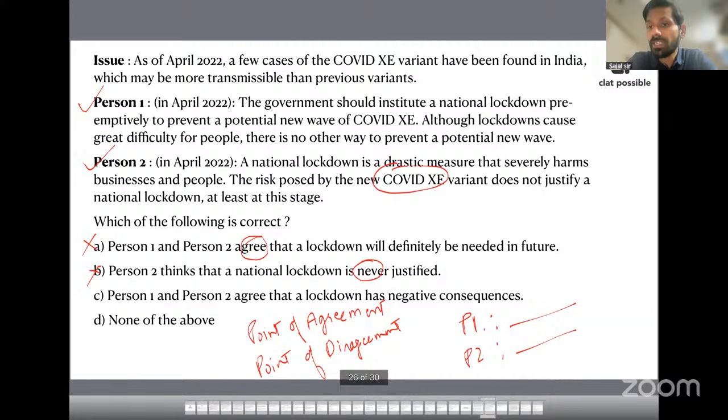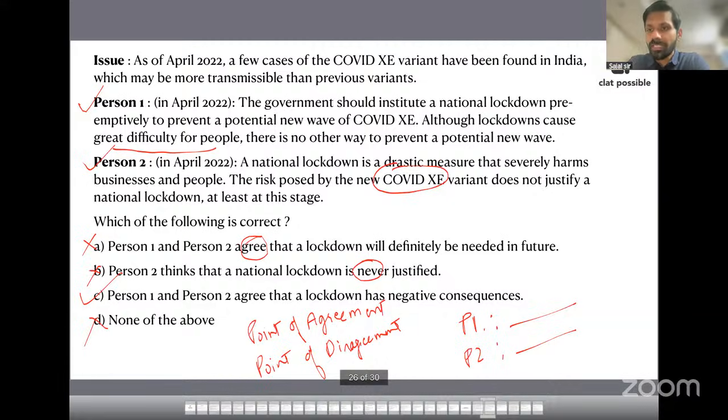Person one and two agree that a lockdown has negative consequences. And this is the part they agree on, by the way. Person one also admitted that it causes great difficulty for people, right? So if you have to determine the point of agreement, it is that they both agree that lockdowns cause difficulty for people. Although they disagree on whether this lockdown for COVID XZ is justified or not, right? So option C is correct here. Okay.